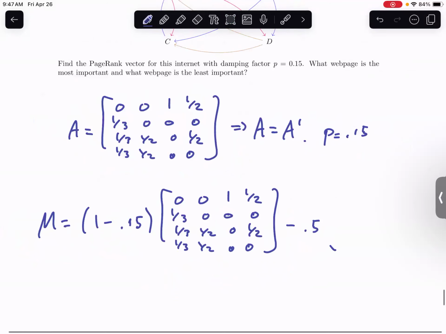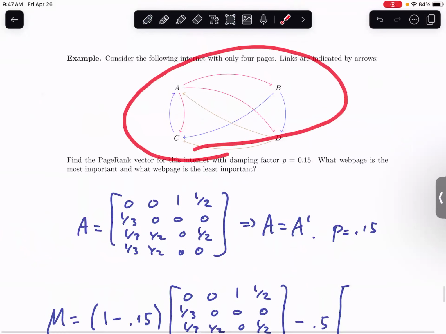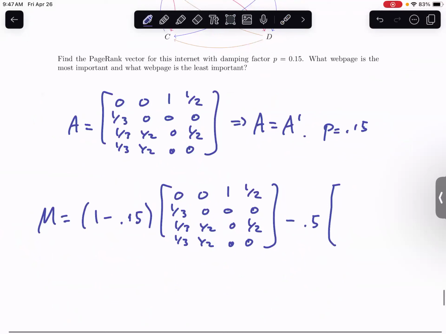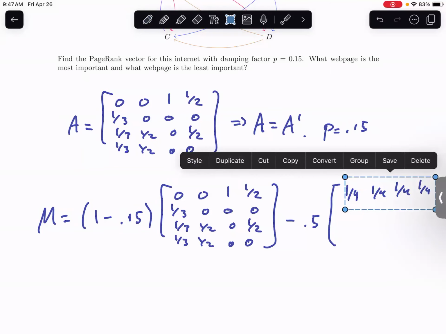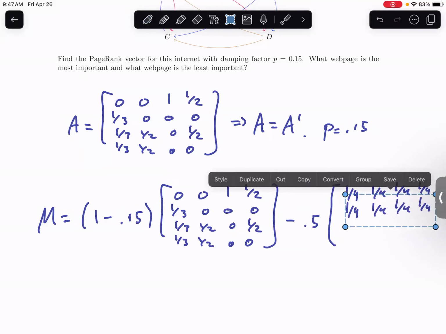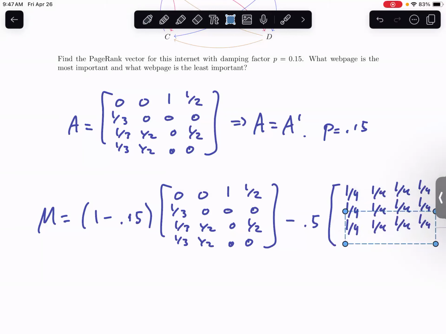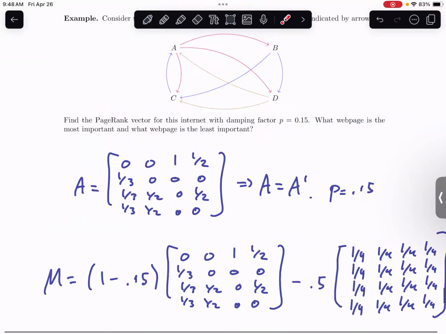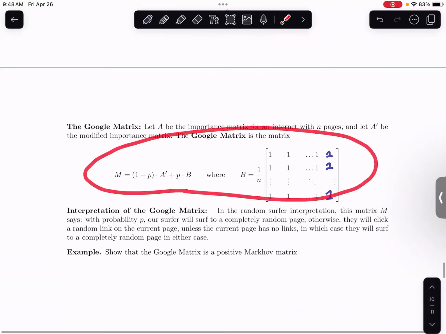B in this case is a completely random matrix. We have 4 web pages, so B is just going to be 1/4 multiplied by the 4x4 matrix consisting of just 1s. So it's going to be 1/4, 1/4, 1/4, 1/4, and you just do this over and over again. It's probably smarter to write 1/4 outside of the matrix and have a bunch of ones inside of it. So this is the Google matrix from the previous slide. I'm just using this definition here.